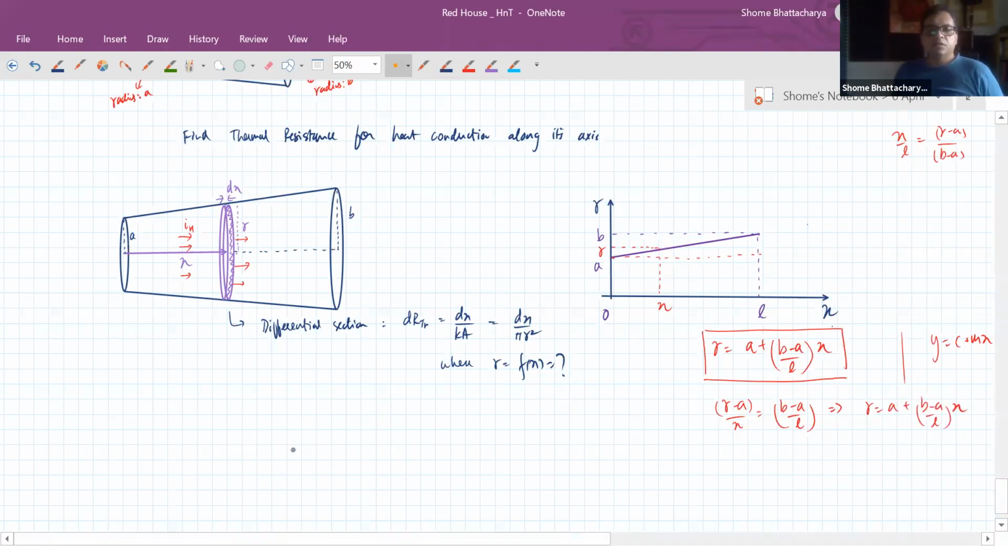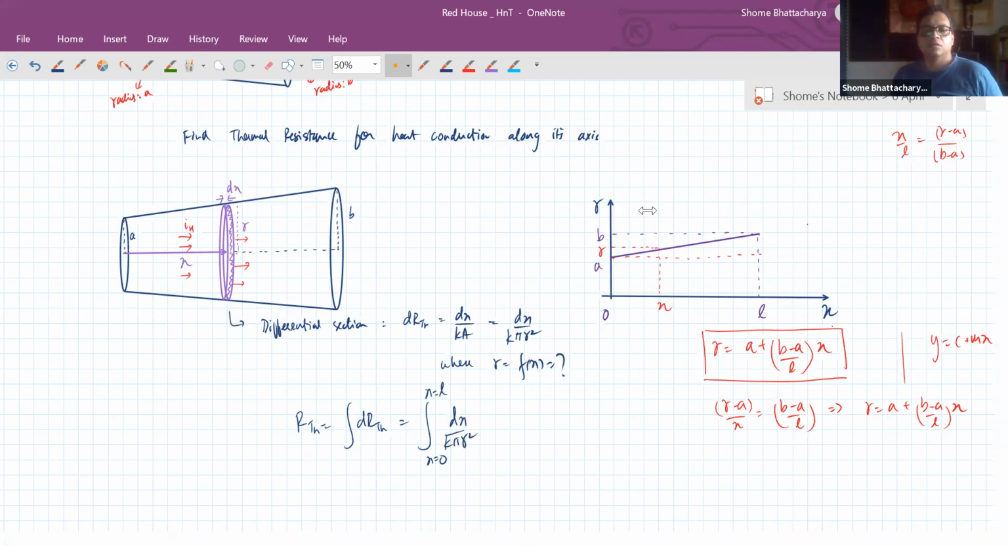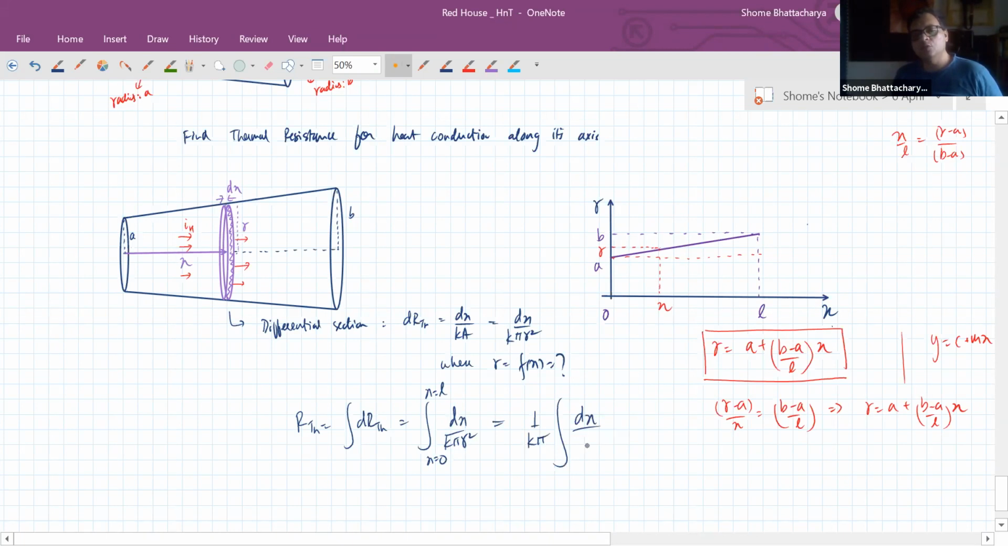Okay, so anyway, now our net thermal resistance will have to be calculated by integration. Yes, and k has to be there in the denominator, correct. So that k comes outside. The important thing is now we have to figure out how to do this substitution. So here we'll use a small trick.